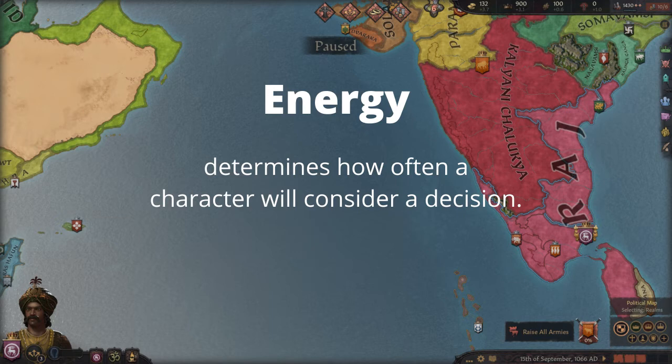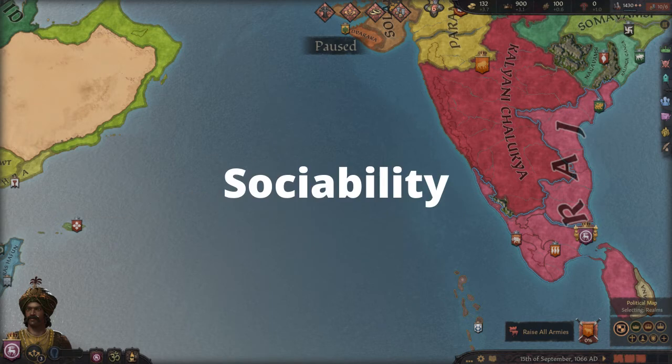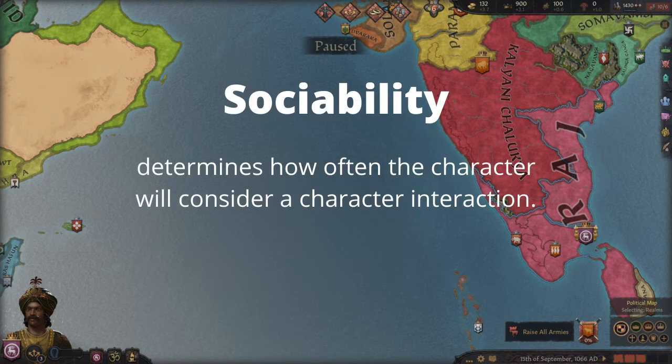And finally, our 9th AI personality is sociability. Sociability determines, probably pretty obviously, how often the character will consider a character interaction. If you're swaying someone with a lot less sociability, they're probably not going to be around you a lot. They're not going to like those interactions, versus someone who is more likely to want to be around other people. You're probably going to have a lot more interactions with them and be able to make decisions with them and have a relationship with them because they like being around them.